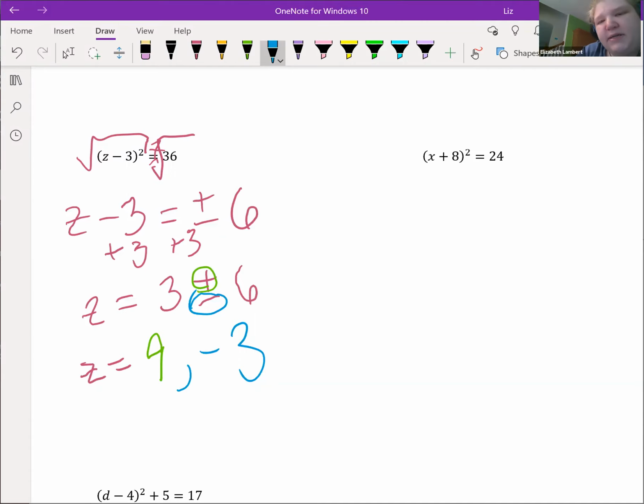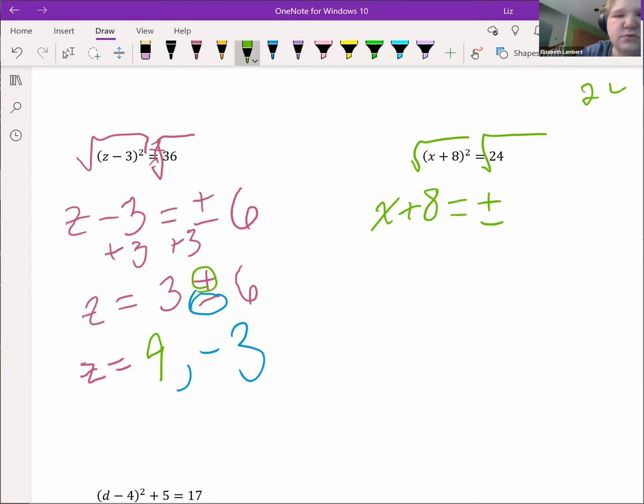All right, let's take a look at the crazy ugly mess over here. So x plus 8, the whole thing squared, equals 24. Now, same song, second verse. We are at a stage where we may apply the square root to both sides. Just remember you're going to have a plus or minus. It's going to be x plus 8 on this side. And the square root of 24, 24 is 4 times 6.